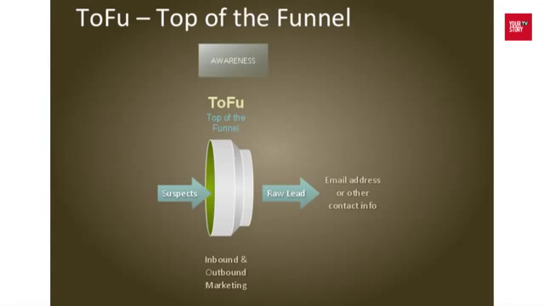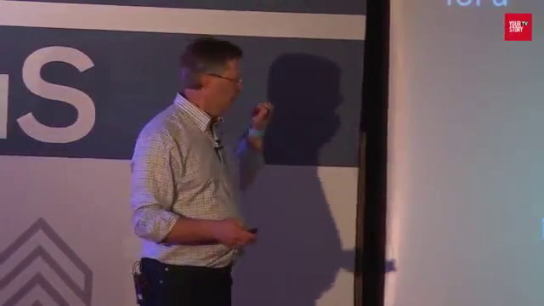TOFU is about looking for suspects. And you know when you finish the top of the funnel when you've got what we call a raw lead. And a raw lead is when we have contact information, like an email address in America, but I don't know that email works well in India. Something else that you can use to contact that person. So that's what we're going to try to do at the top of the funnel.